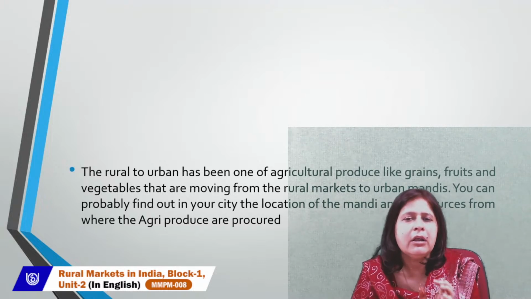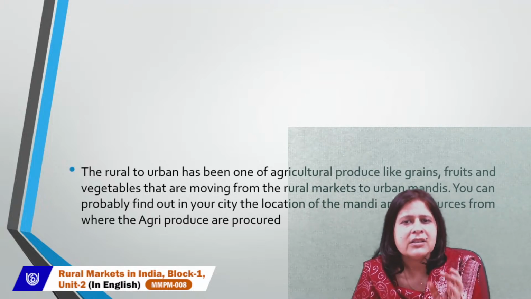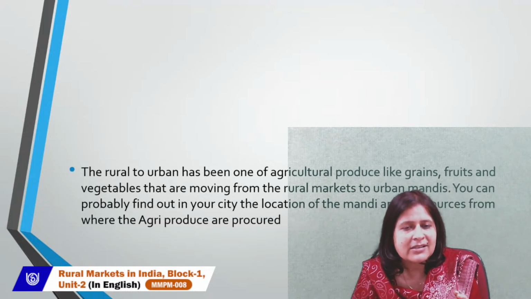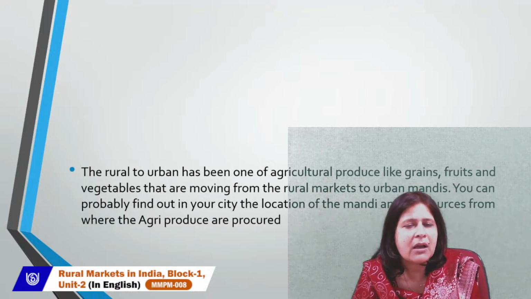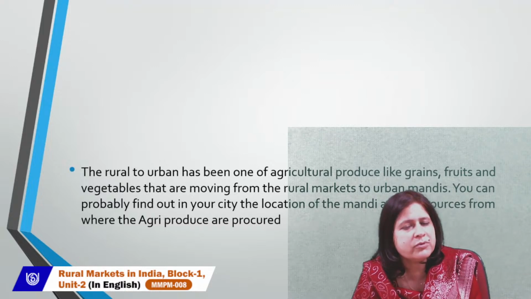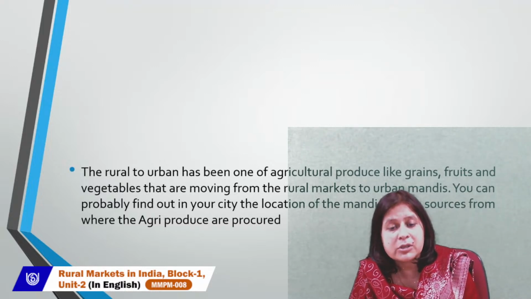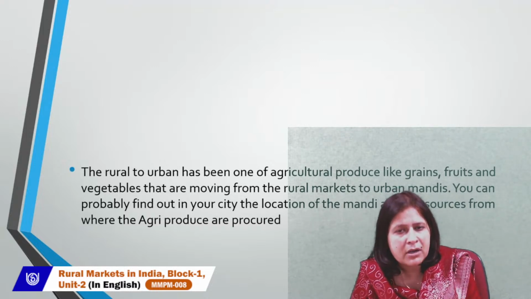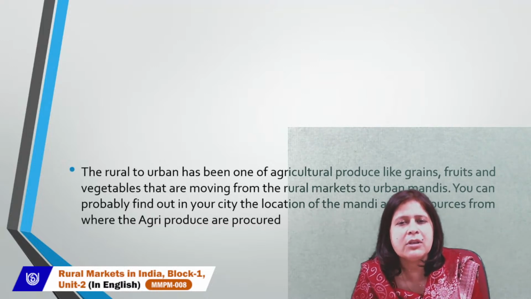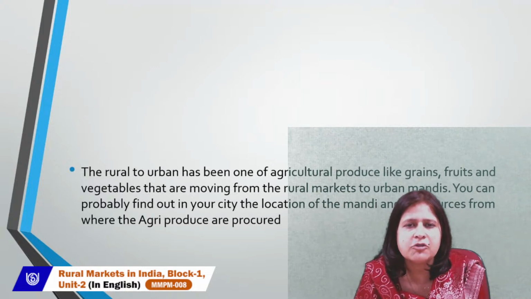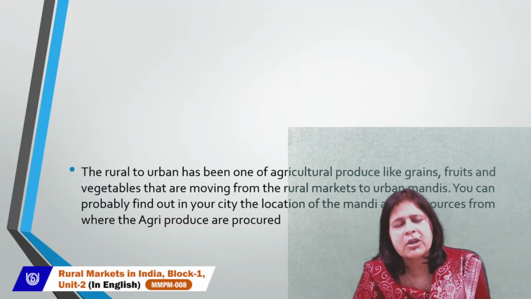In rural to rural movement, that describes how the produce or products move within the village. Then urban to rural is where the product from the urban areas comes to the rural areas, right? Like agricultural products and other FMCG products, right?